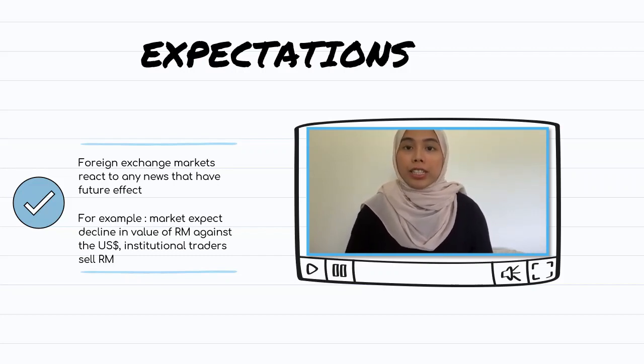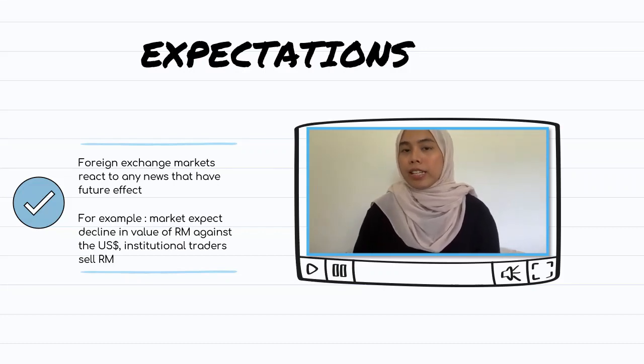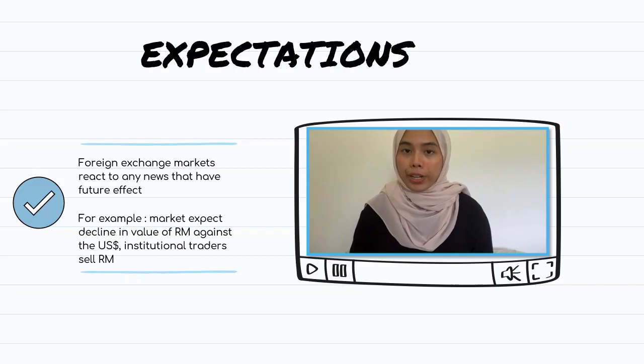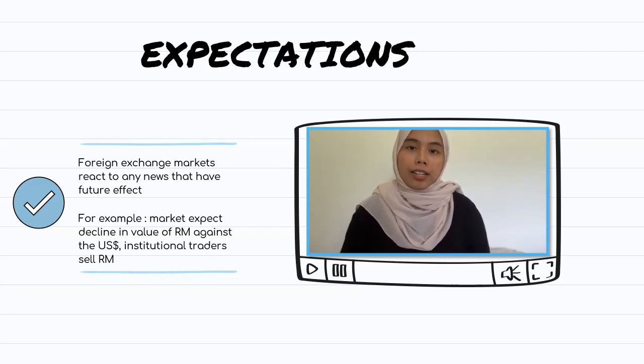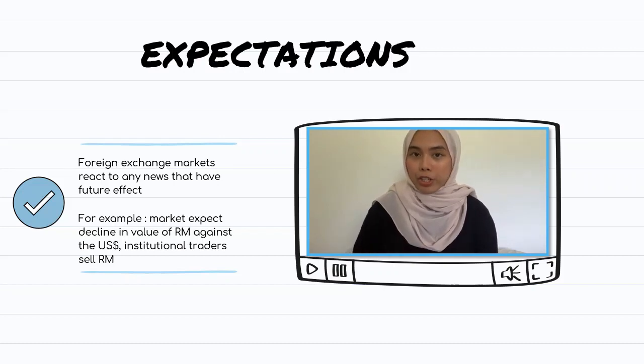Thus, the traders will do detailed research on many aspects of a country to determine if the currency is going to be in demand or not. And if it's going to be in demand, they buy large amounts and sell for a profit days or weeks in the future. Another example, the market expects a decline in the value of the ringgit Malaysia.